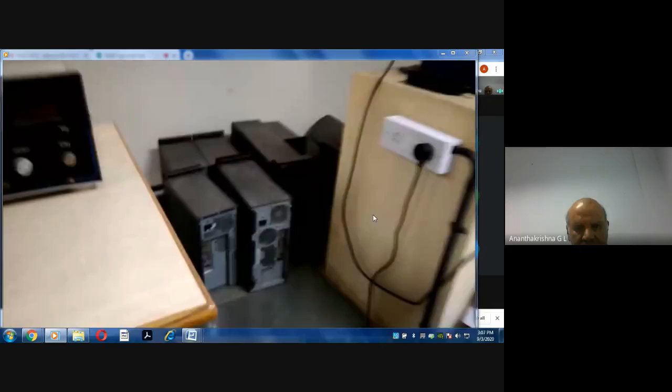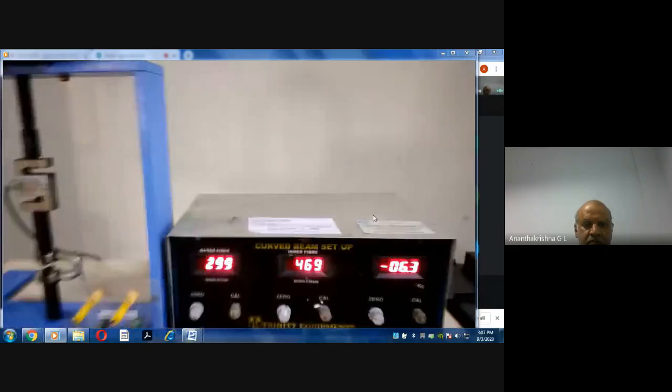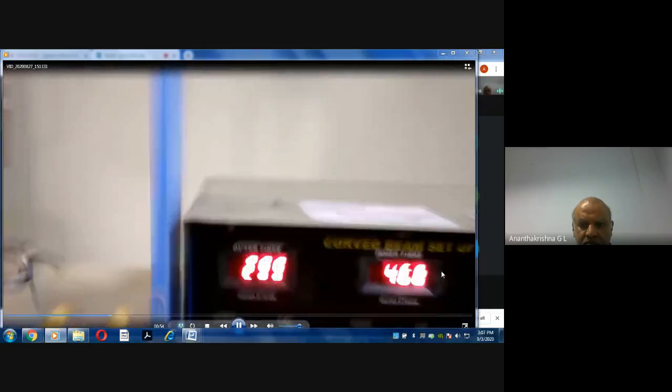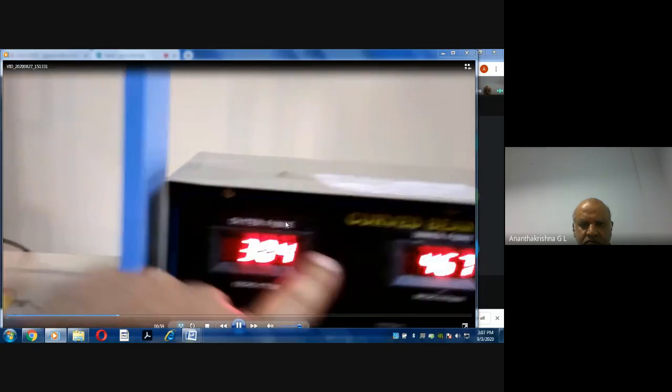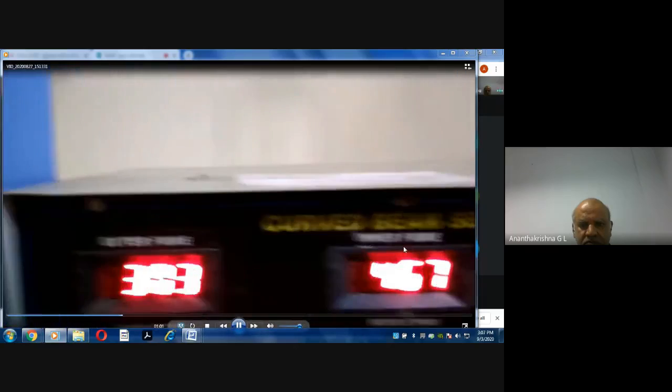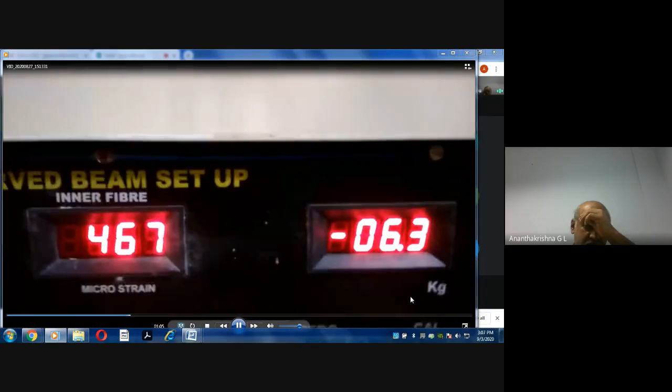Now this is connected to the plug point out there. So switch on the plug point. You will get something like this. The first one will give you strain at outer fiber, the second one will give you strain at inner fiber, and the third one will indicate the load.